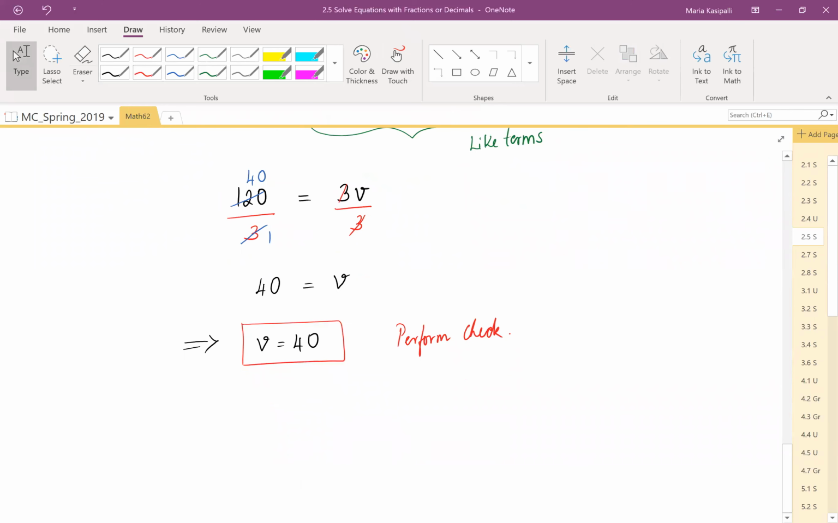And for the sake of our course, we would like to do method 2 so that we are all on the same page and how we get our answers. All right, it's time for us to move away from fractions to decimals.